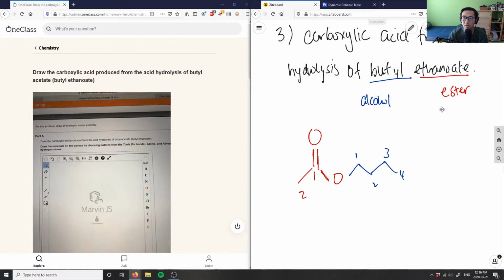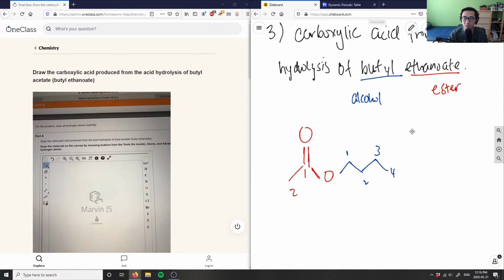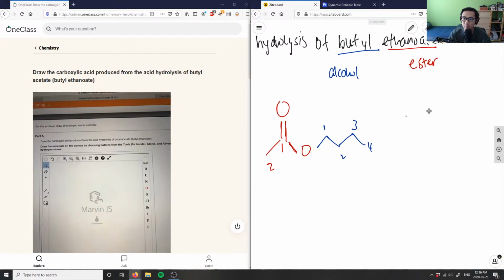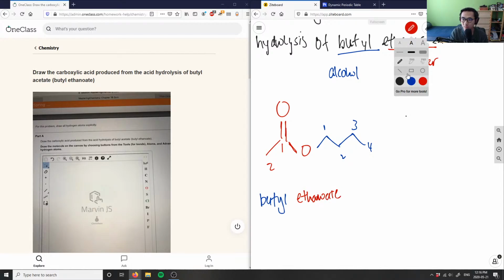And what I want is the carboxylic acid from acid hydrolysis, right? Let me rewrite the name here. So this is butyl ethanoate, and it's going to undergo a hydrolysis reaction, an acid catalyzed hydrolysis reaction.